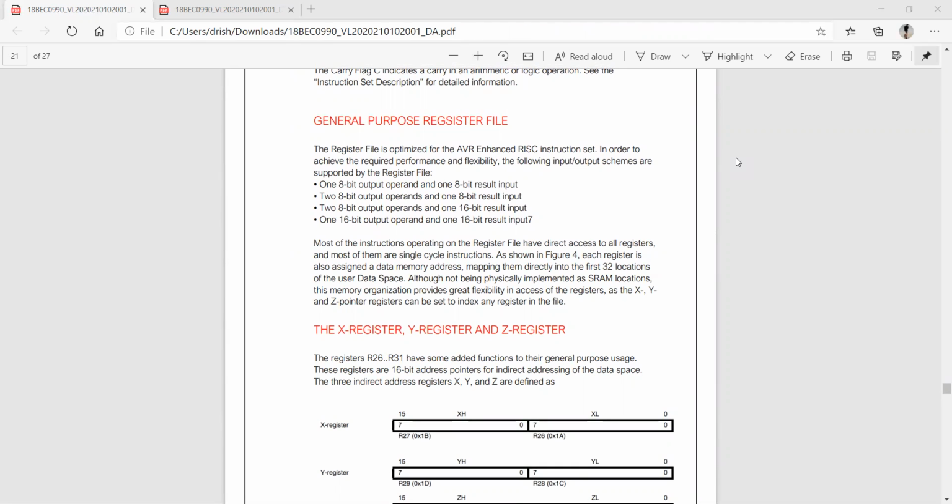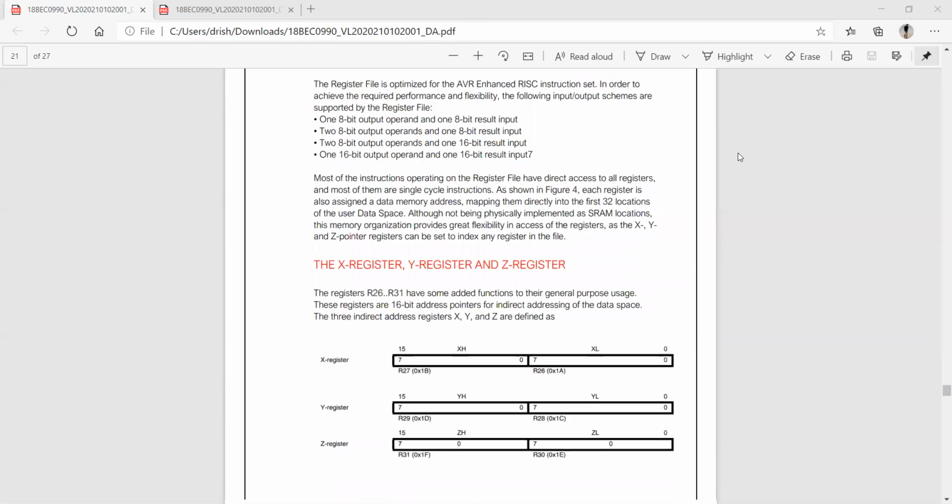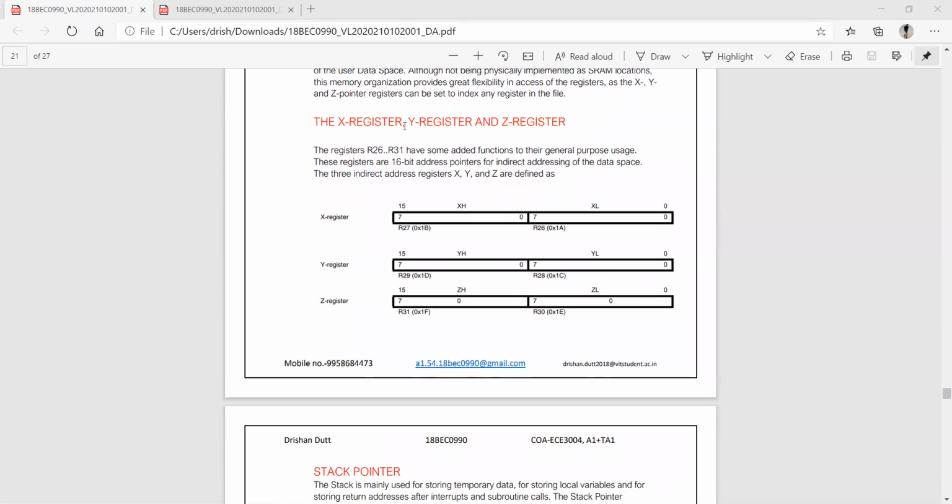The register file is optimized for the AVR enhanced RISC instruction set. Most of the instructions operating on the registers have direct access to all the registers. Each register is also assigned a data memory address, mapping them directly to the first 32 locations in the user data space. Although not physically implemented as SRAM locations, this memory organization provides great flexibility in access to the registers, as the X, Y, and Z pointer registers can be set to index any register in the file. So we have the X register, Y register, and the Z register.